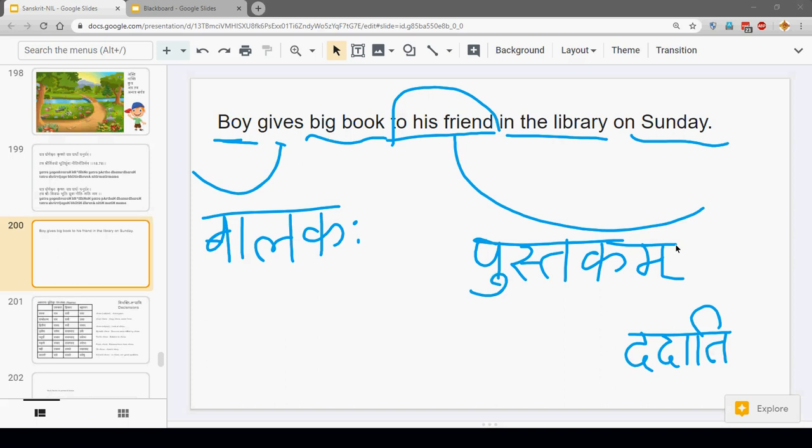So boy gives book. He is giving what? He is giving book. Now to whom? That is the question. So to his friend. That is the phrase here. To his friend, together. In the library, where? If you ask the question, in the library. Those are all optional. Like in the library is optional. To whom may be optional. But if he just gives, boy gives, definitely there will be a question of what, because gives is a transitive verb. But the order is important here. Boy gives big book. Boy big book gives doesn't make sense.